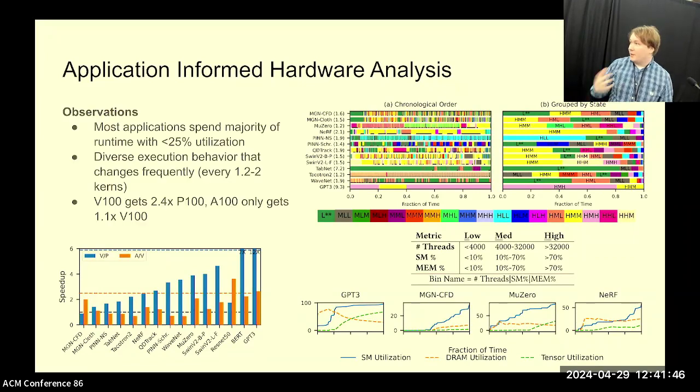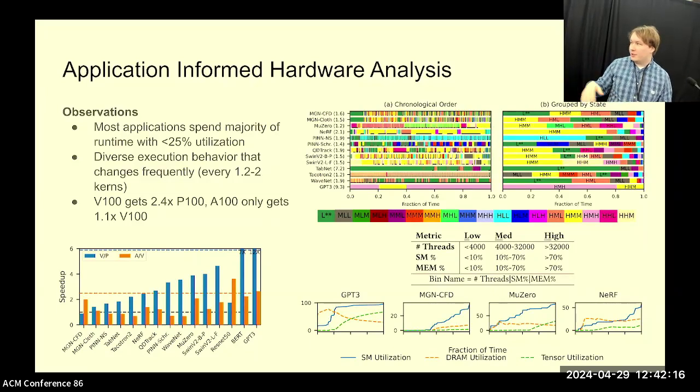So the observations here are that most of the applications spend a majority of their runtime with less than 25% utilization of any resource. And the second is that there's a lot of diverse execution behavior, and this execution behavior is changing quite rapidly. These little numbers in parentheses on the timeline charts, which are a little hard to read, show the average run length in terms of number of kernels for each execution state.